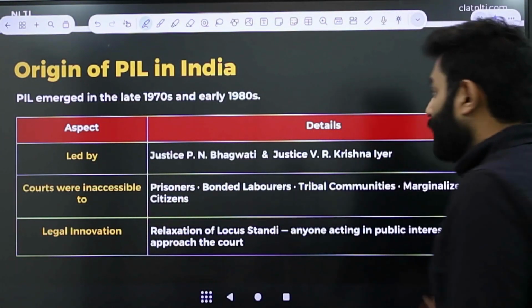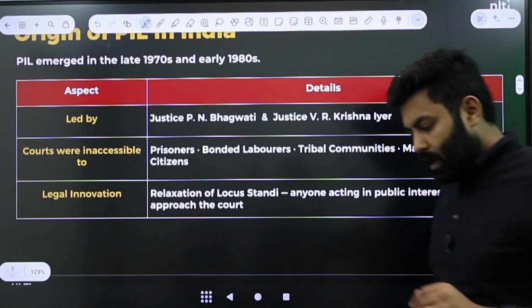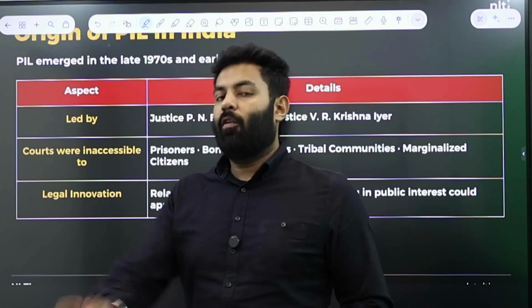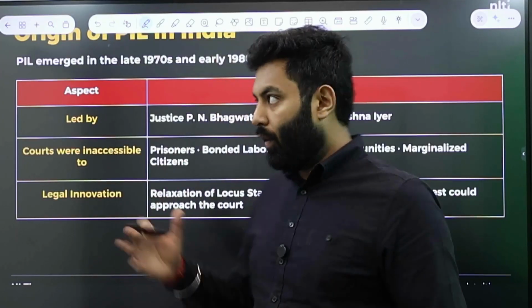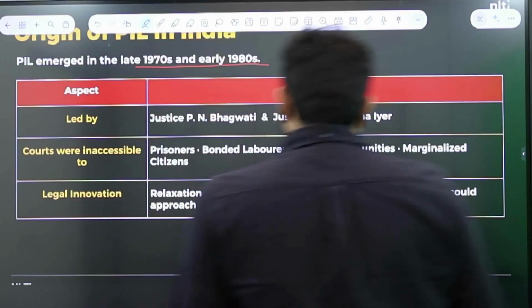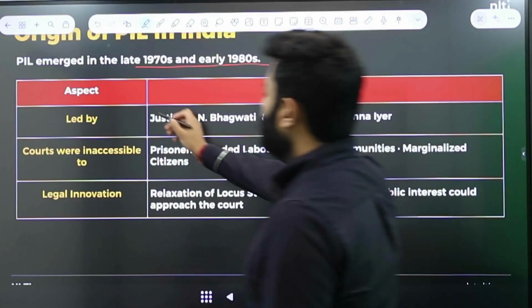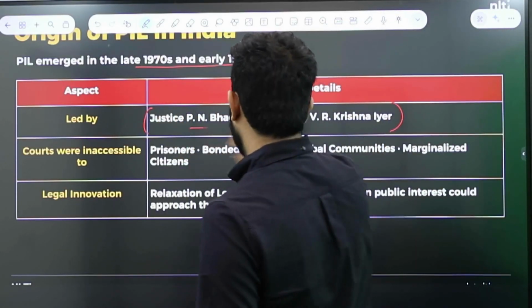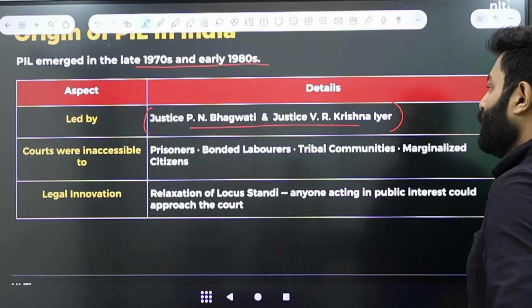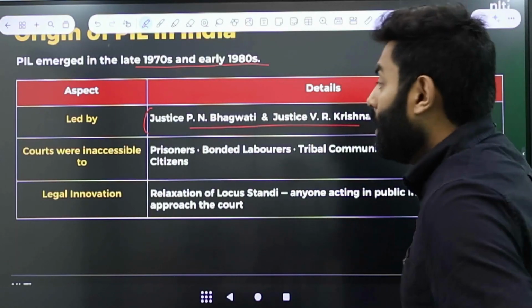Origin of PIL in India. There's no one date or year we can say that PIL was formed in, let's say, 1970. That is not how it happened. There was a whole journey to it. Two people are known as the fathers or founders of PIL: Justice PN Bhagwati and Justice VR Krishna Iyer, right?